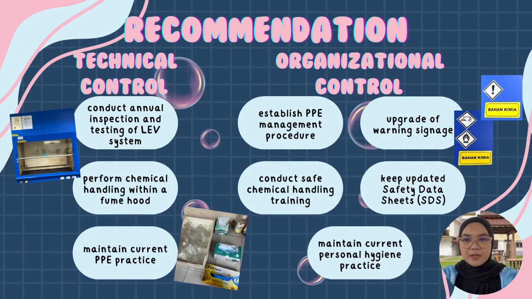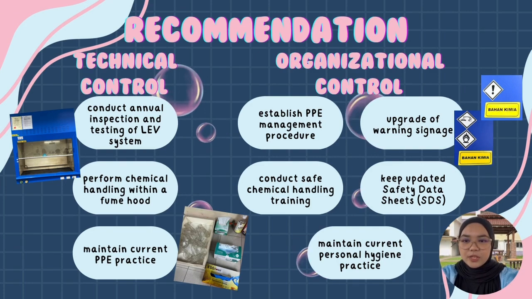We'll be discussing the recommendations for action to be taken by the person in charge in the laboratory. So the first one is the technical control measures, which is divided into 3 main parts. The first one is to conduct inspection on the engineering control, which is the fume hoods. Because during the assessment, the inspection due date is on 5th June 2026. So I'm sure that the inspection has been done by now. So the next inspection would be around 5th June 2027.